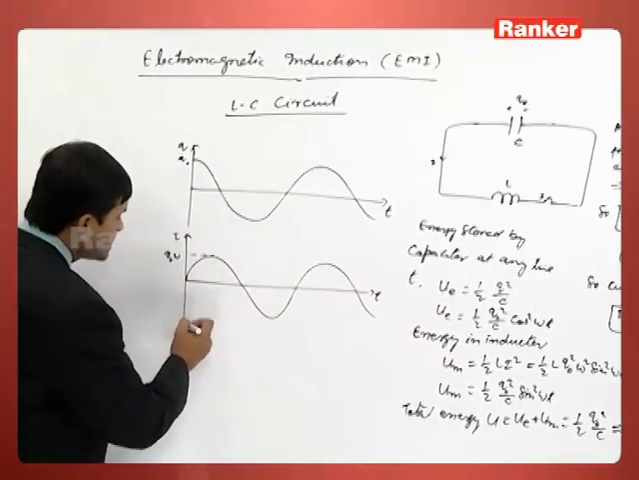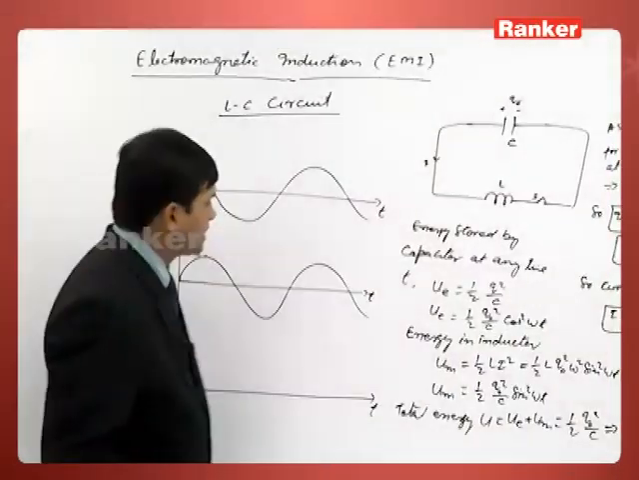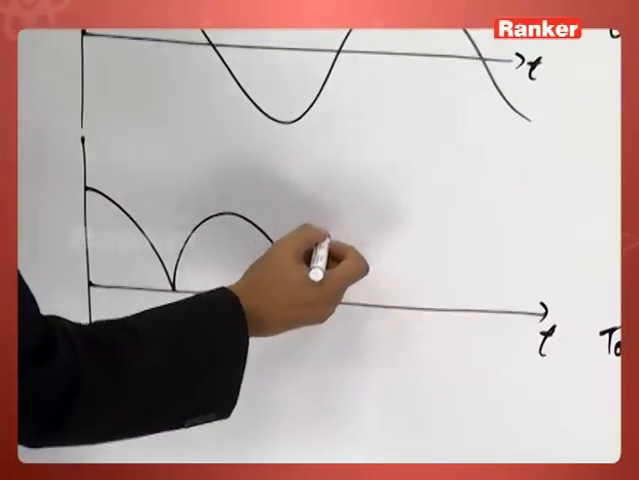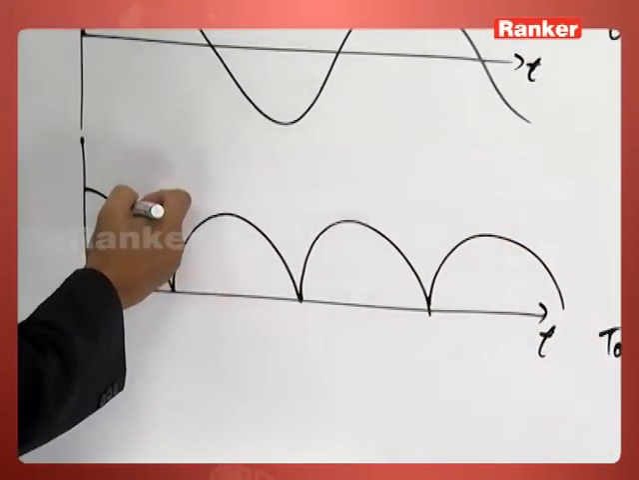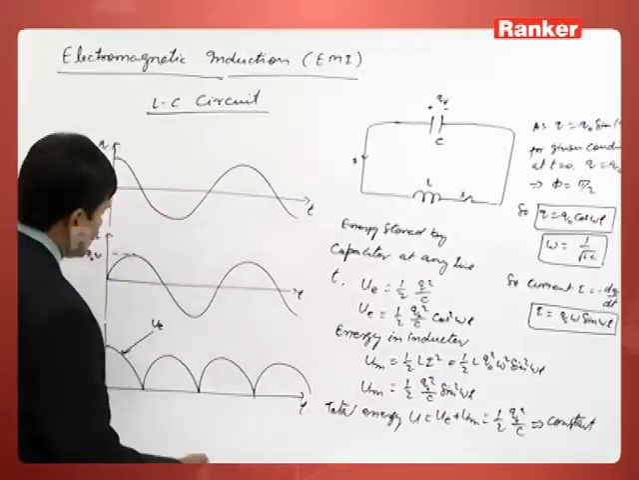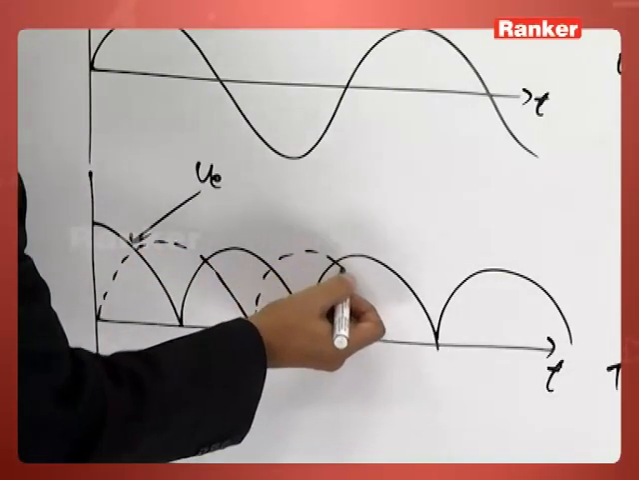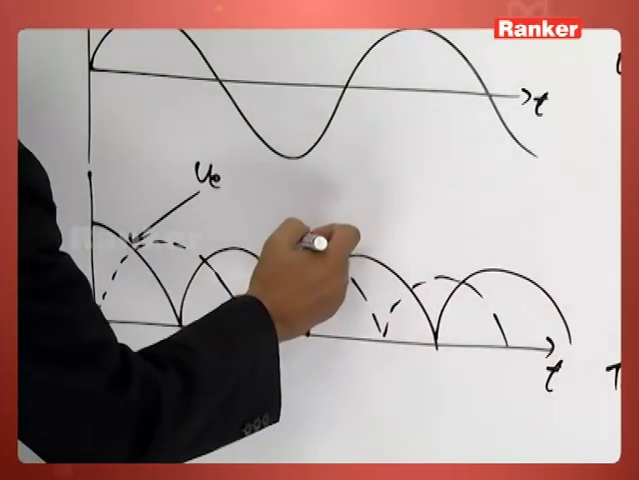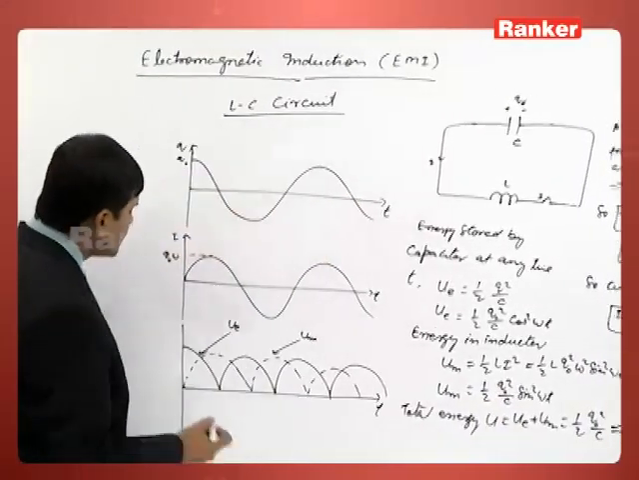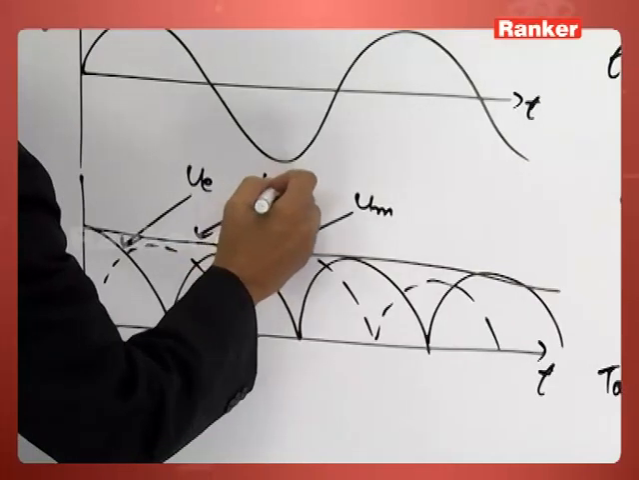If we make an energy graph for this, let the electrical energy be a cos square function, and both values are positive, like this. This is the variation of electrical energy in a capacitor, which we can call UE. Now the magnetic energy comes in this form, as a sine square function. And now if we look at the total energy, it is constant, which is the total energy U here.